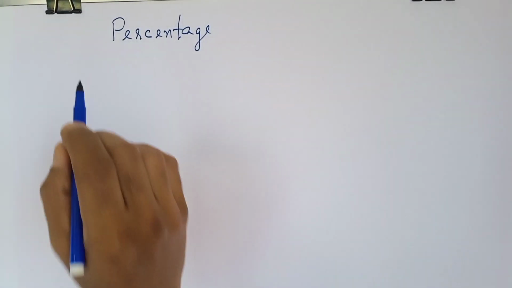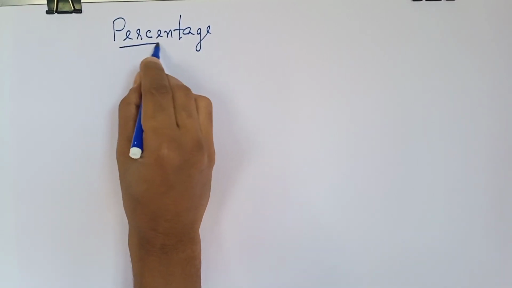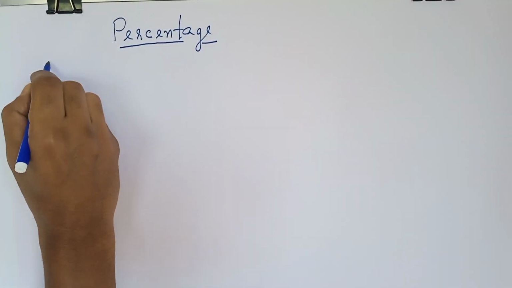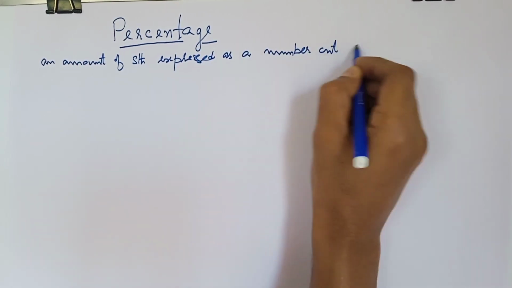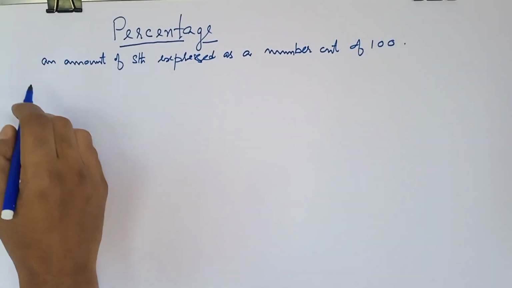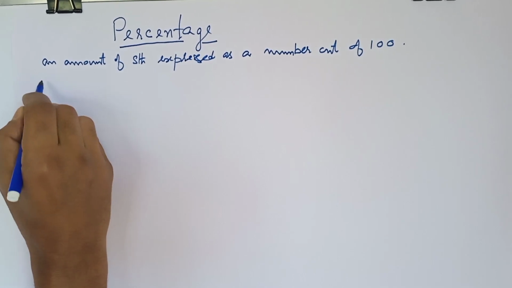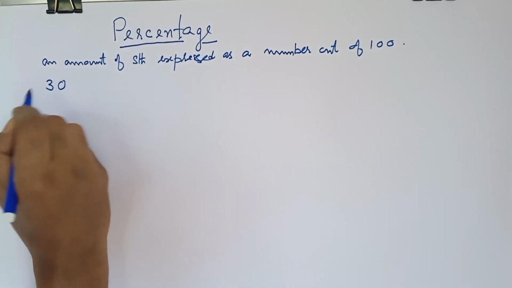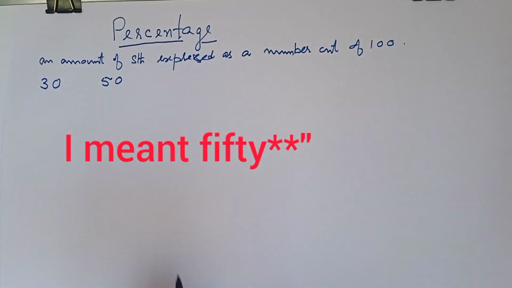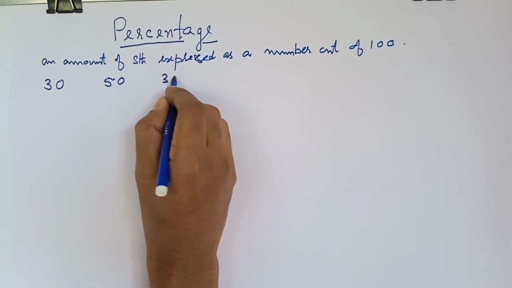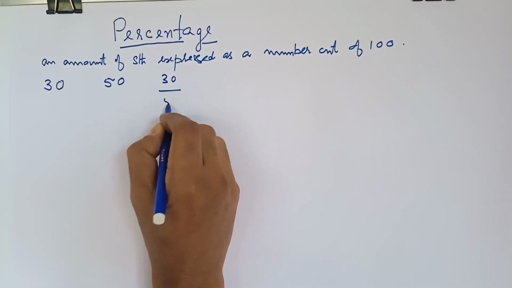Today we are looking at an important topic called percentage. So what do you mean by percentage? It's actually an amount of something expressed as a number out of 100. For instance, if you answered correctly, say 30 questions out of 50 questions given to you, how much is your score? You can write it as 30 out of 50.